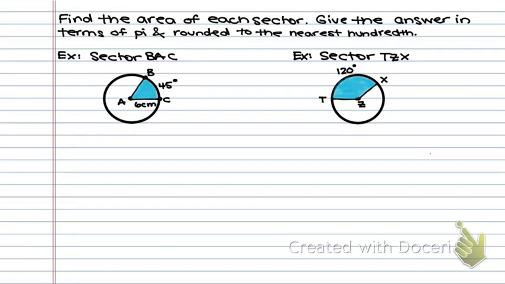So the first example says find the area, let's read all the directions first. Find the area of each sector, give the answer in terms of pi, and round it to the nearest hundredth. So I'm giving two answers for each example, one in terms of pi and then one as a decimal answer. So first I'm going to start with my formula like always. A equals pi r squared times measure of the arc divided by 360.